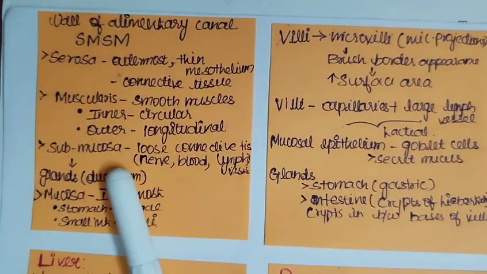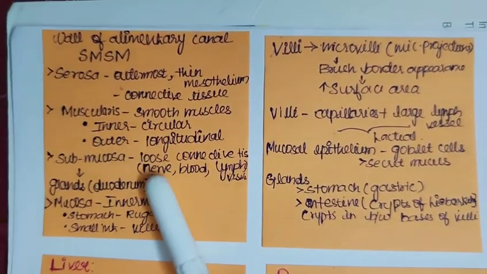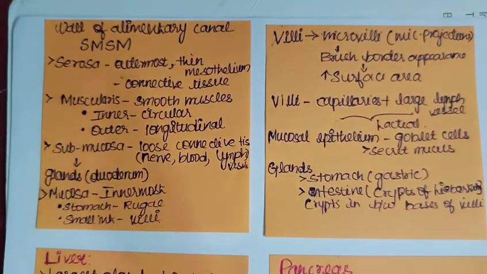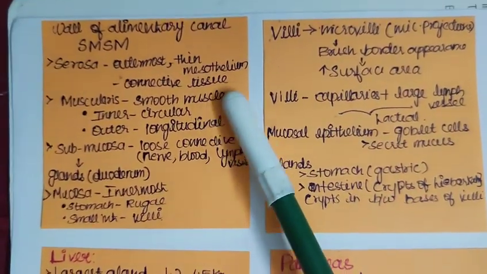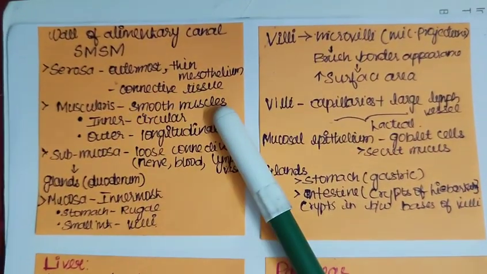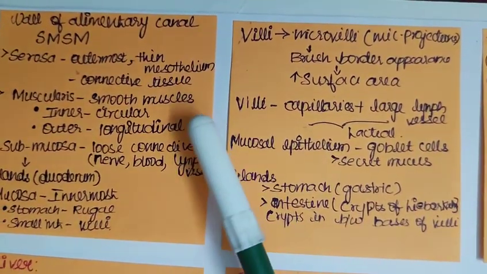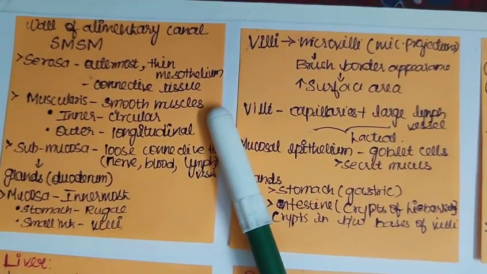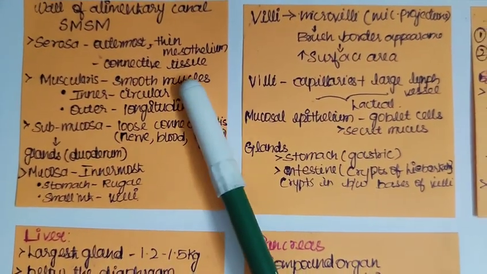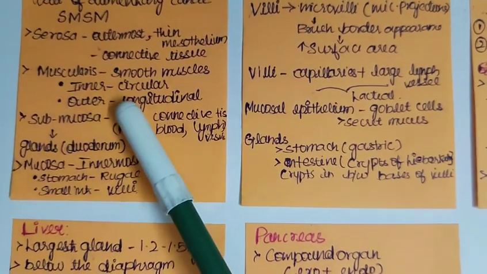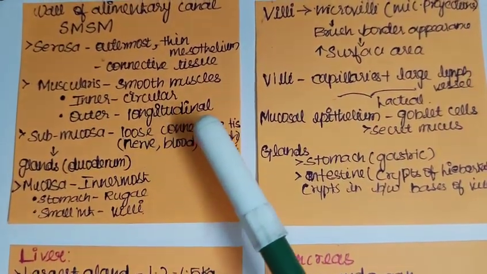The first one is, I have written it as SMSM, which is nothing but serosa, muscularis, submucosa and mucosa. Starting with serosa, it is the outermost layer, made of thin mesothelium and connective tissue. Coming to muscularis, it is smooth muscle and it has 2 layers, inner and outer. The inner is usually circular and the outer is longitudinal.